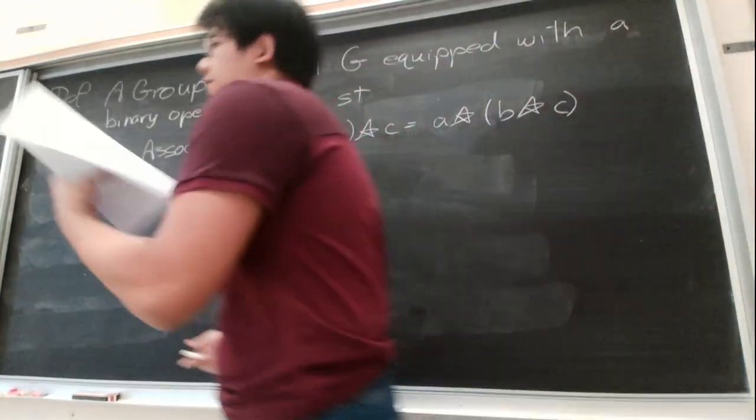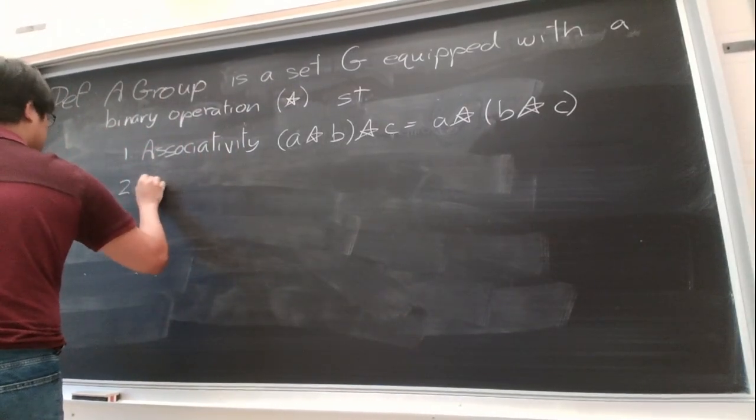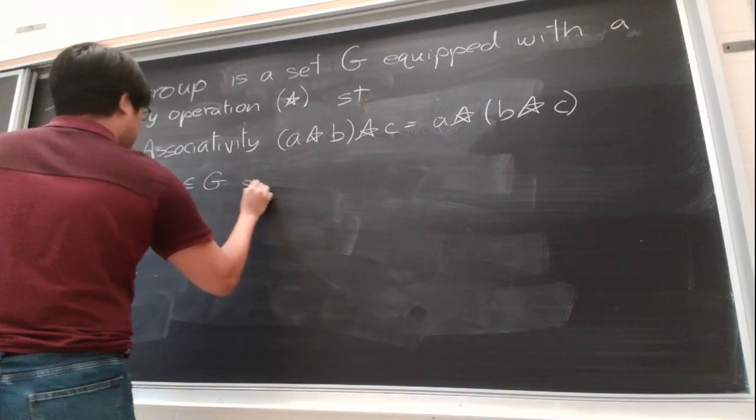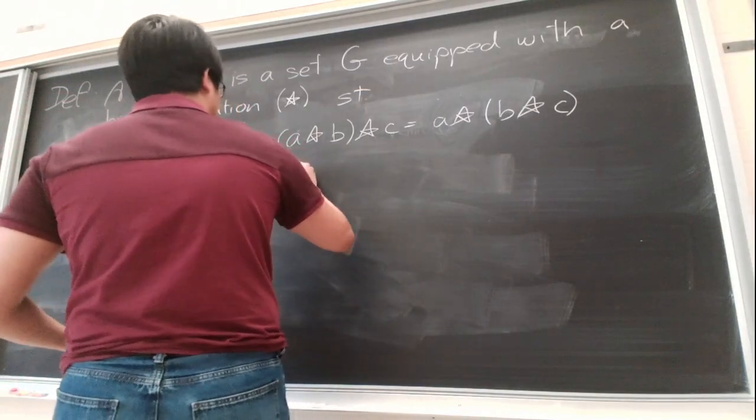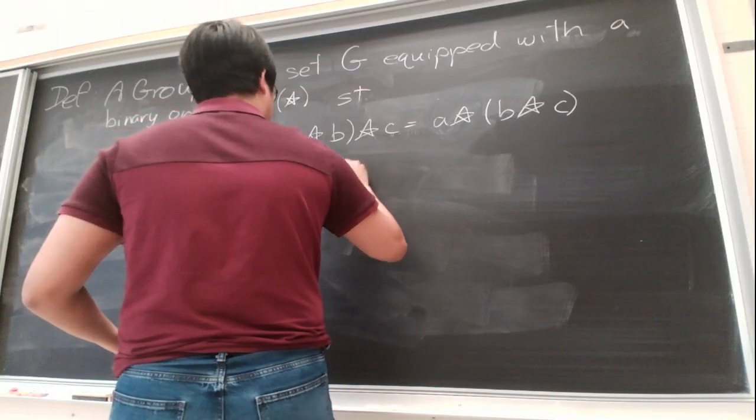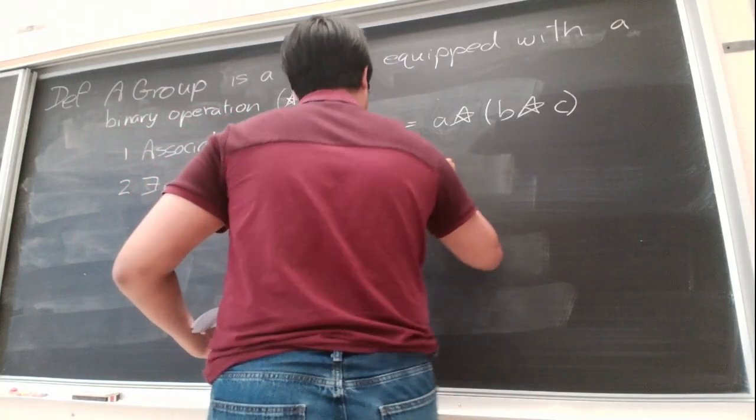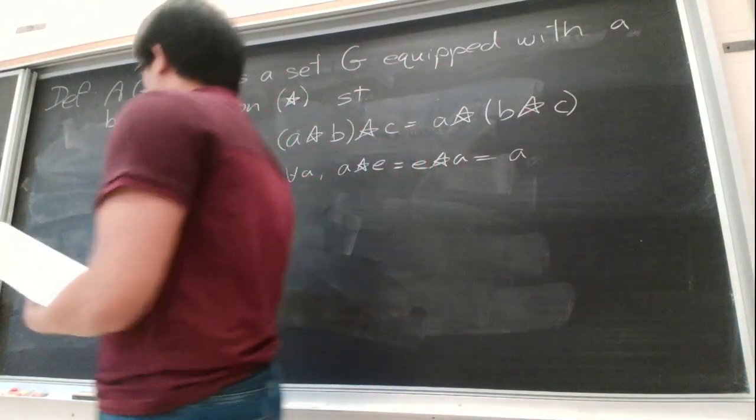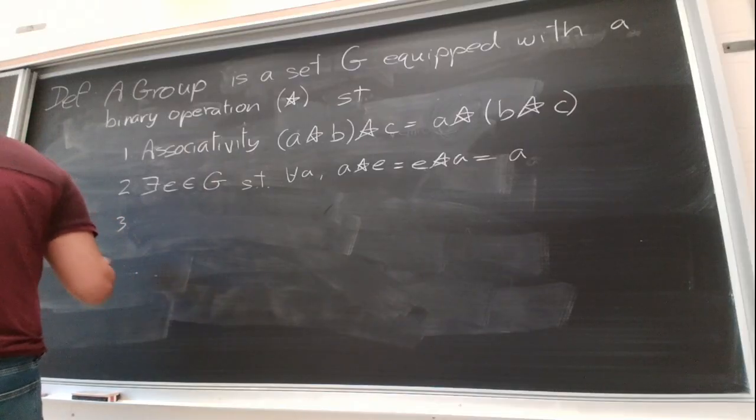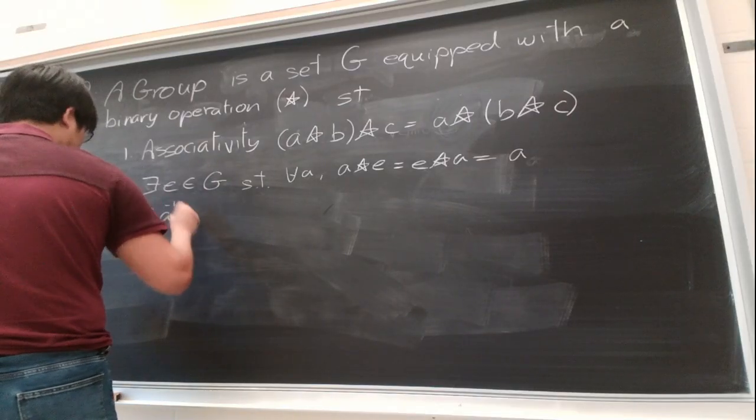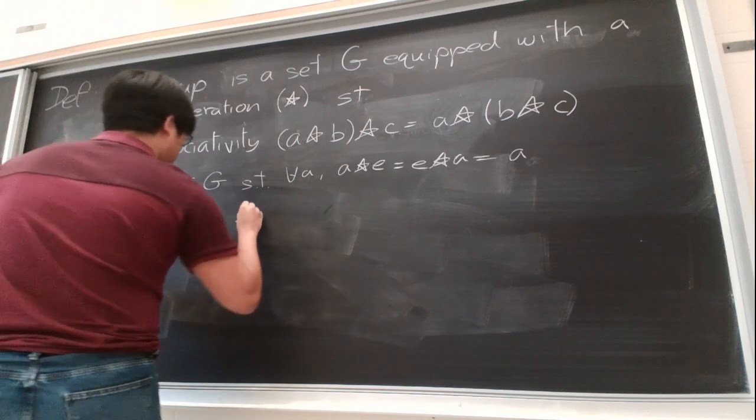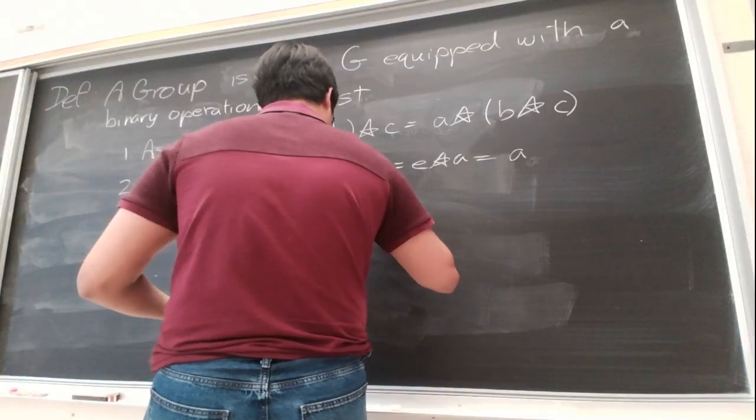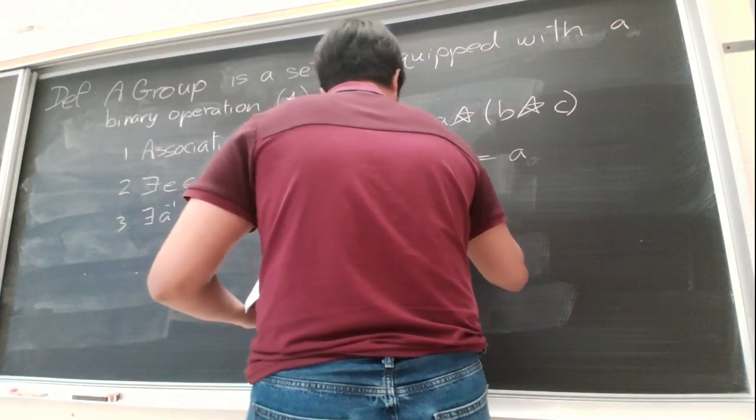This is like how we would define it for a field example. Number two, there exists E in G such that E is the identity. So for all A, A star E is equal to E star A, which is just equal to A. It's just a classical identity. And the last, for all elements, there's some inverse. So there exists A to the -1 inside of G, such that A star A inverse is equal to its commutation, which is just the identity.